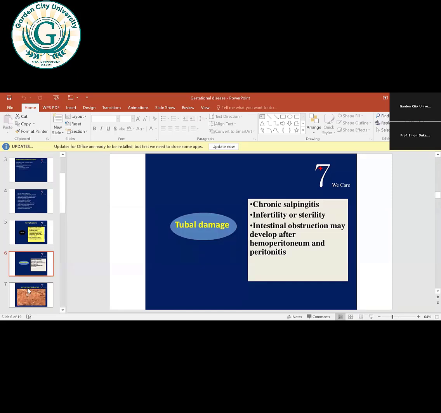Damage to the tubal or to the tubes, tubal damage. Again, you have chronic salpingitis, you have infertility or sterility. There is intestinal obstruction, which results again from bleeding in the peritoneum and can give rise to peritonitis.